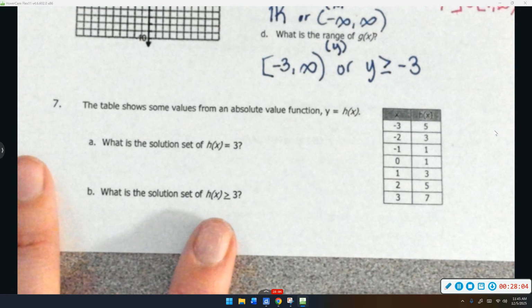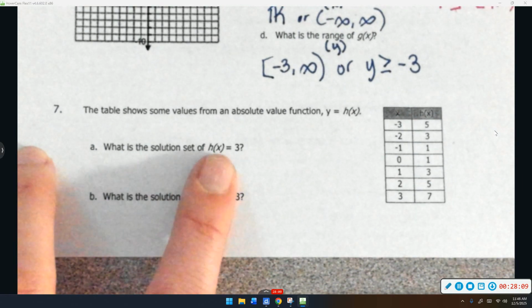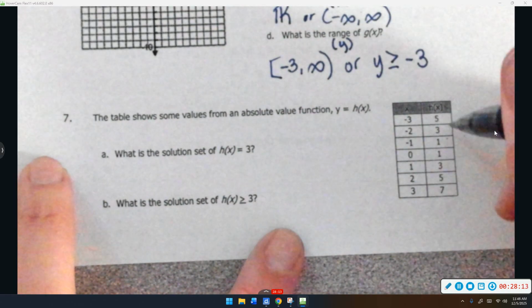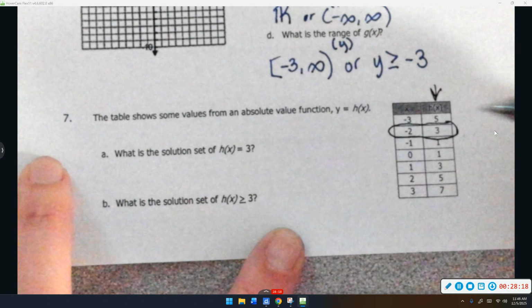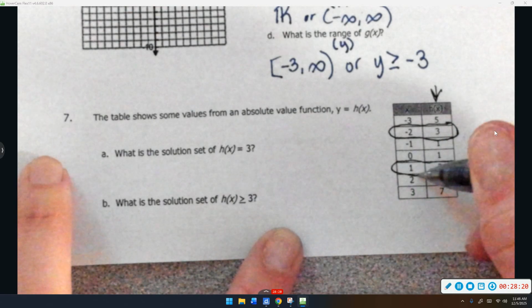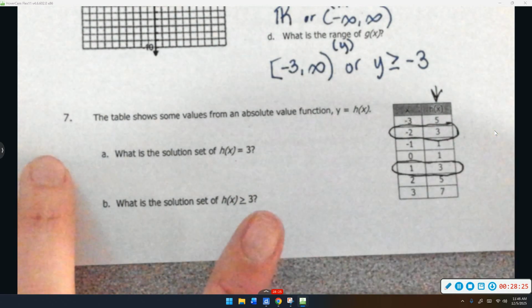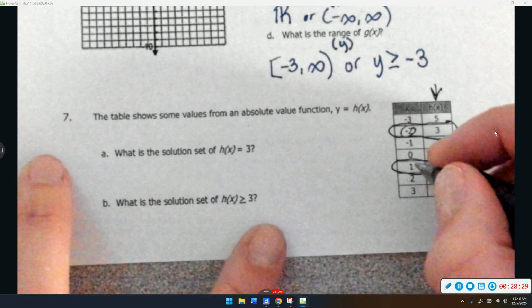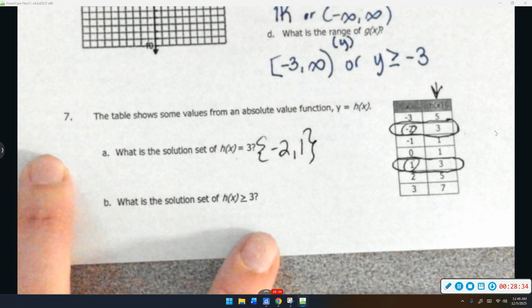Okay. Number 7. Table shows some values from an absolute value function. What is the solution set of h of x equals 3? All right, h of x equals 3. So find where h of x equals 3. Right here and right here. Okay? Now, we want the x's. That's where the solution set is going to be. So those corresponding x's are negative 2 and 1 in a solution set, because those are the answers.